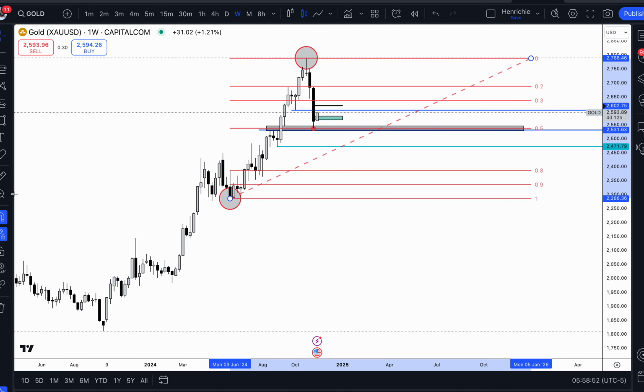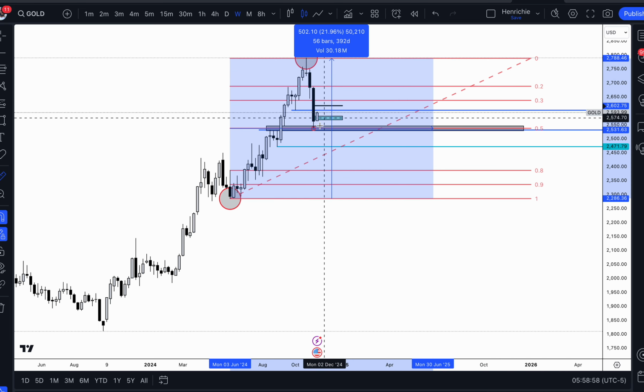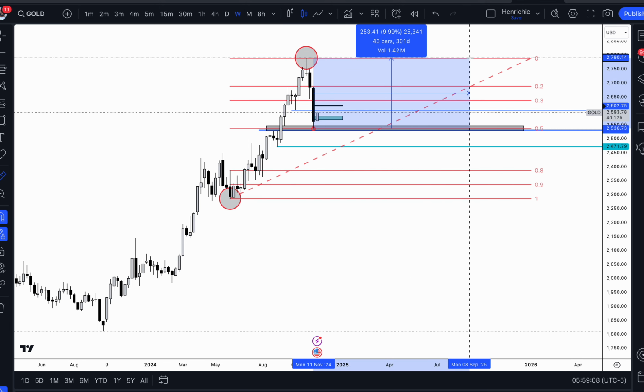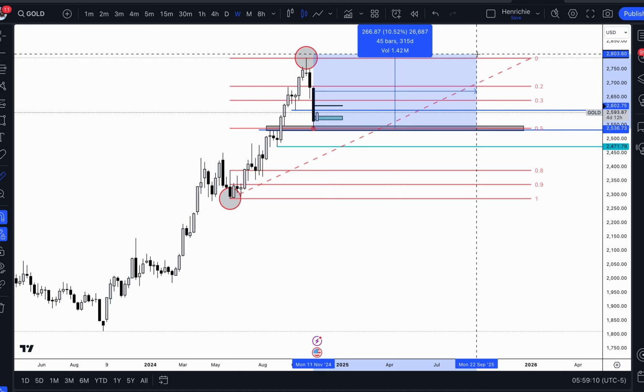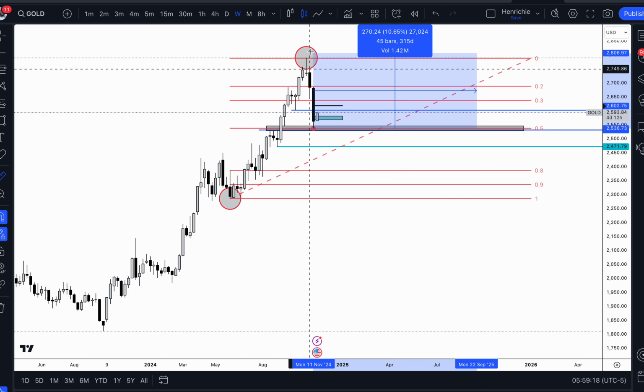Because overall, if we use our quantitative analysis from this low to this high, 21% is the overall move. So the next move, once we find a low, let's say this is our new low, worst case scenario, price will deliver 10.5%, and 10.5% is a new all-time high. So worst case scenario, once we find a low, we will break the previous high.